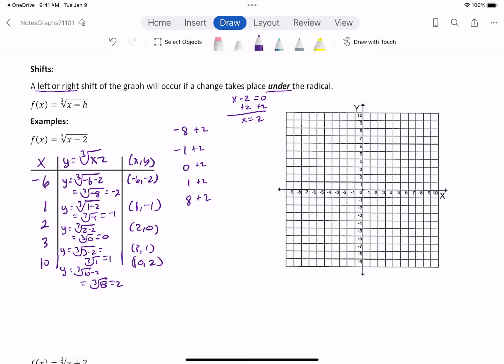Alright, so we have (-6, -2), (1, -1), (2, 0), (3, 1). We got those 3 points right there together is what we were looking for, and (10, 2). So then again, we're just going to connect those points with arrows in both directions. Okay?